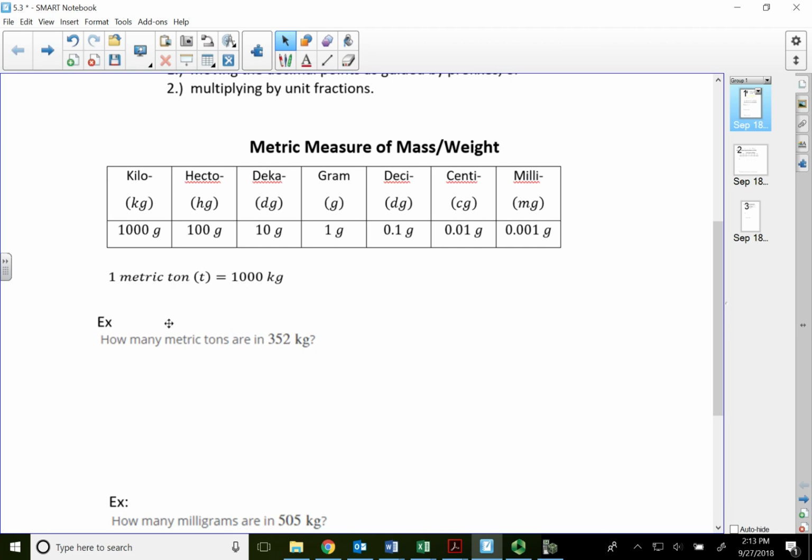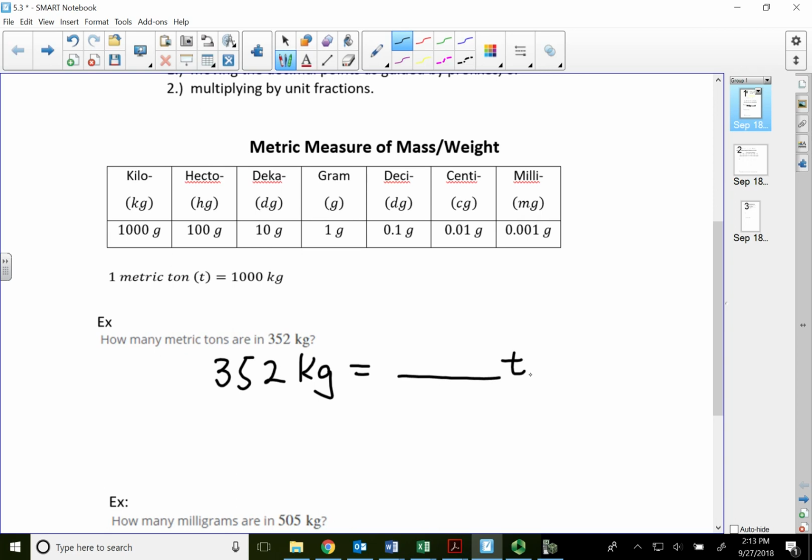One extra note here: the metric ton. 1 metric ton refers to 1,000 kilograms. The first question asks, how many metric tons are in 352 kilograms? This problem is basically asking us to convert 352 kilograms to metric tons, lowercase t.